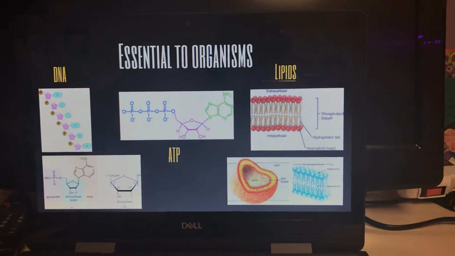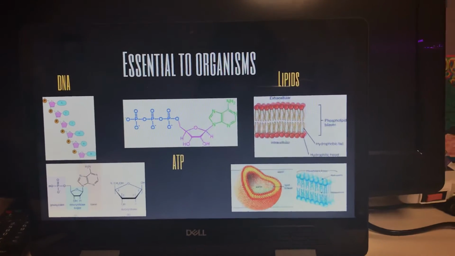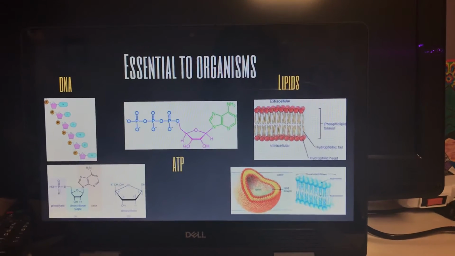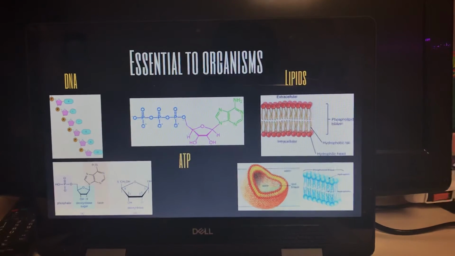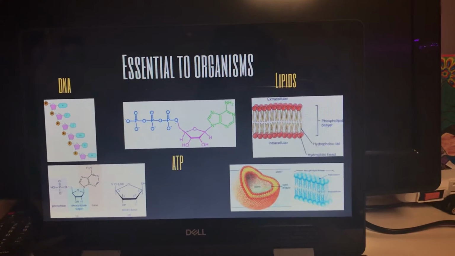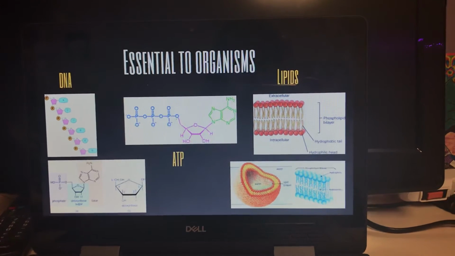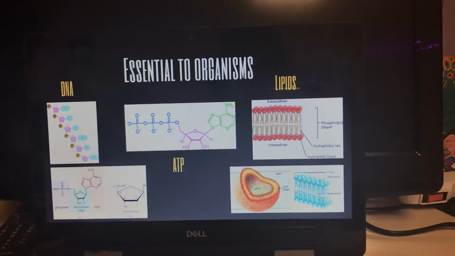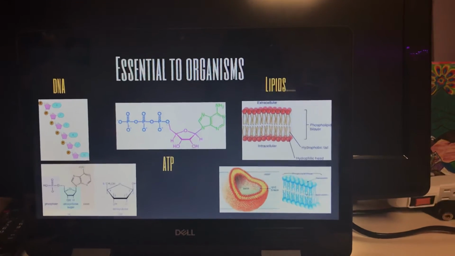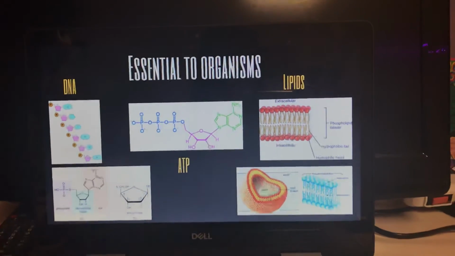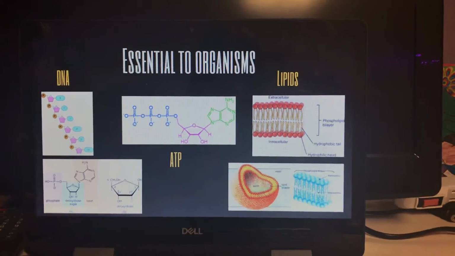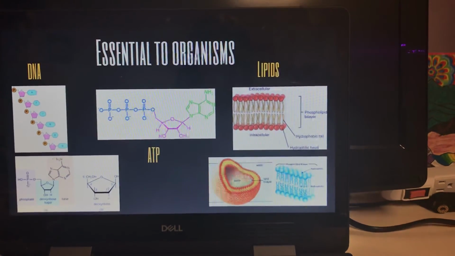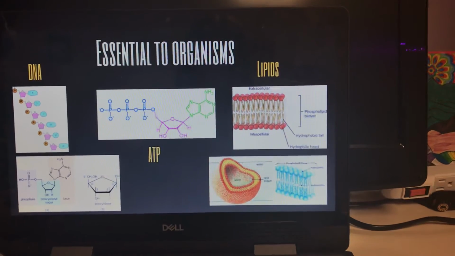The essential molecules from the phosphorus cycle are 1, DNA, because as everyone knows, DNA has 3 basic compounds, and one of them is phosphate. The second essential thing to organisms is ATP, that's special energy, and it has 3 phosphate groups. 1, 2, 3. Because the P in ATP stands for phosphate.